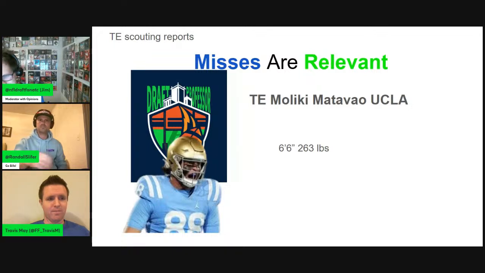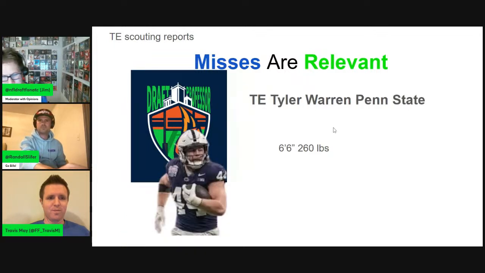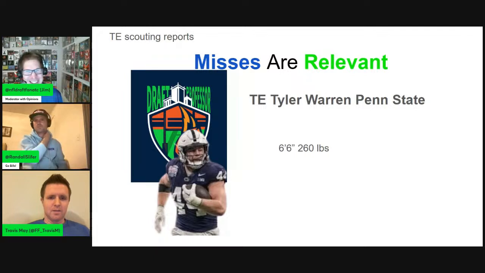Okay. Yeah. And the last scouting report we're going to do is Tyler Warren from Penn State. So Travis, you want to tell us, is he tight end 1, tight end 2, and then tell us all about it? If he's not tight end 1, he's tight end 2.